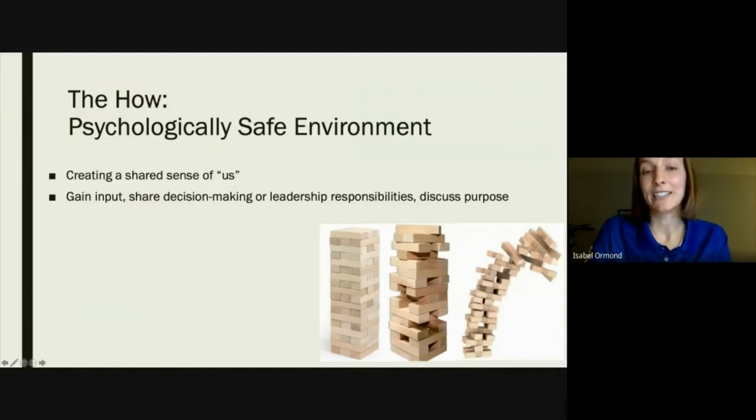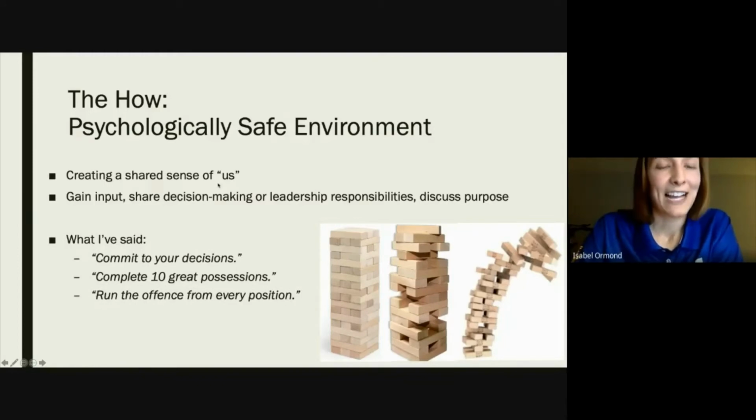It might look something like this, and then we want to avoid the base of a really unsafe environment where we have our single Jenga piece here and everything's kind of knocking over. Okay, so building that safe environment and building those relationships so that we can add on to the tools that our athletes have. A few things I say on the court.